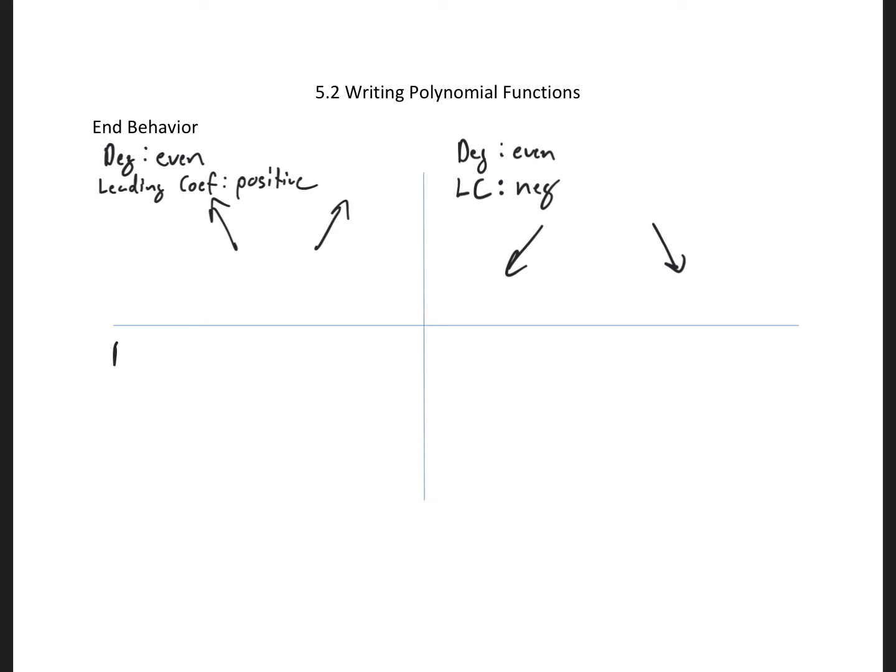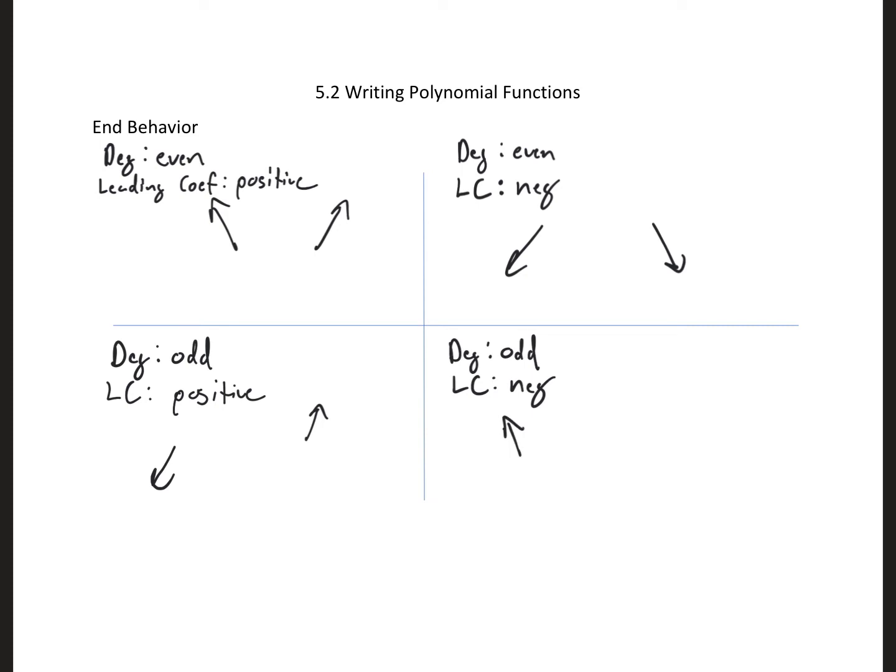Let's assume now, instead of even, that the degree of a polynomial is odd, and the leading coefficient is positive. Then what will happen is the left end will be going downwards to negative infinity, and the right end will be going upwards to positive infinity. If the degree stays odd, but the leading coefficient is negative, those ends will change directions, and the left end will be going up to positive infinity, and the right end will be going to negative infinity.